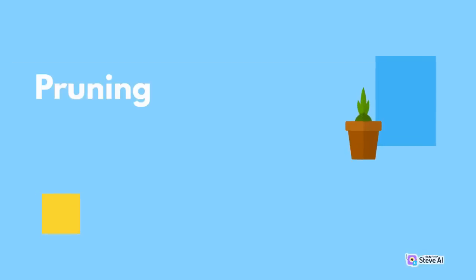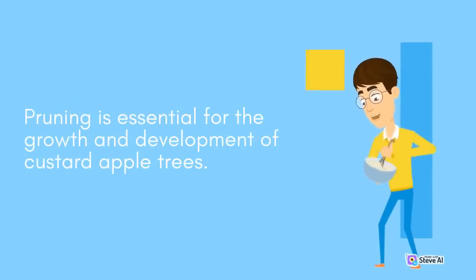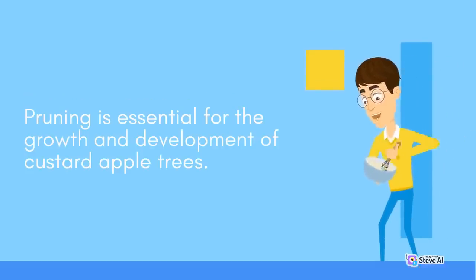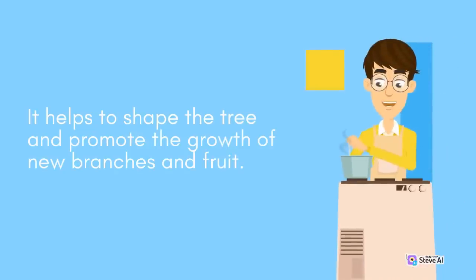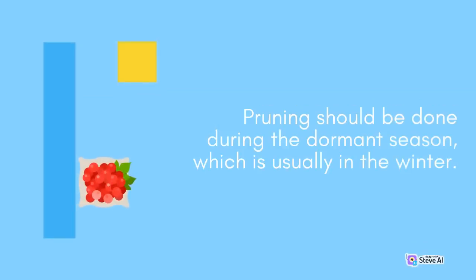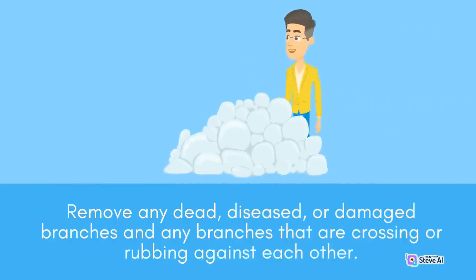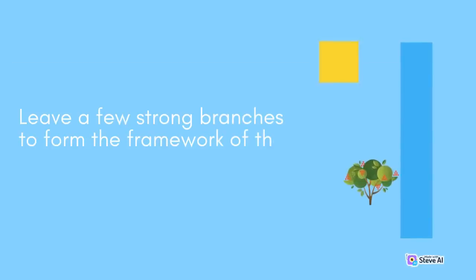Pruning. Pruning is essential for the growth and development of custard apple trees. It helps to shape the tree and promote the growth of new branches and fruit. Pruning should be done during the dormant season, which is usually in the winter. Remove any dead, diseased, or damaged branches and any branches that are crossing or rubbing against each other. Leave a few strong branches to form the framework of the tree.